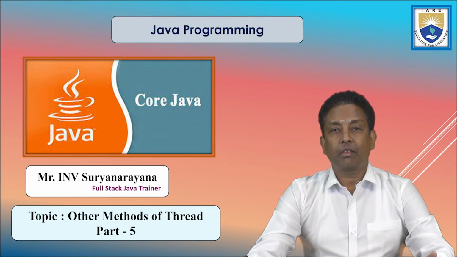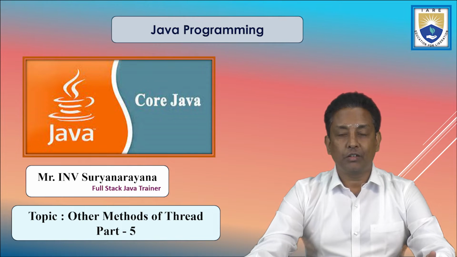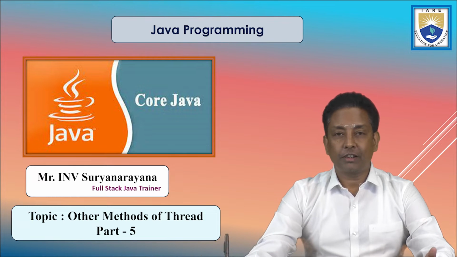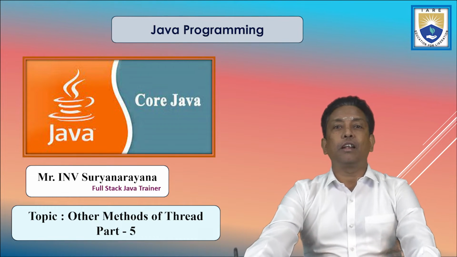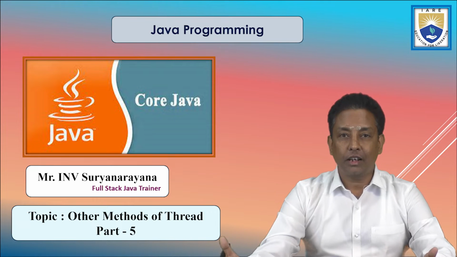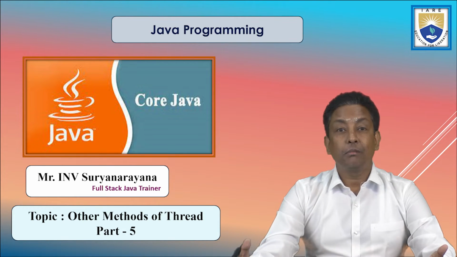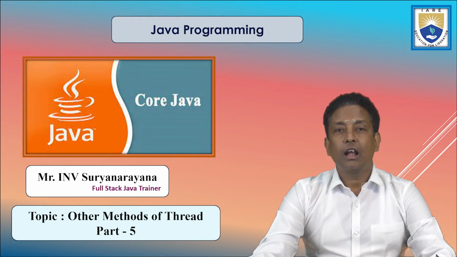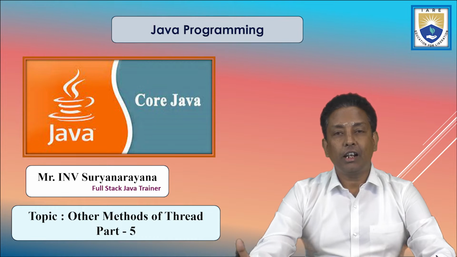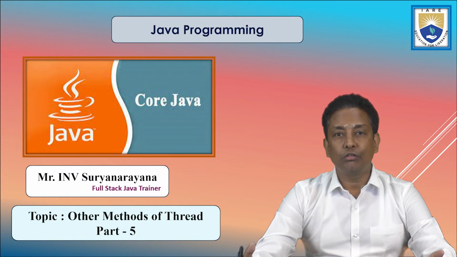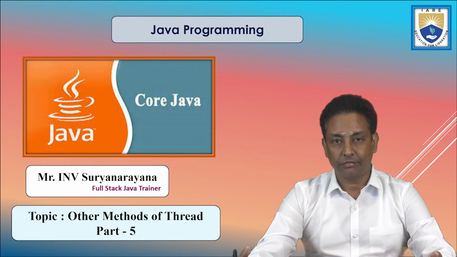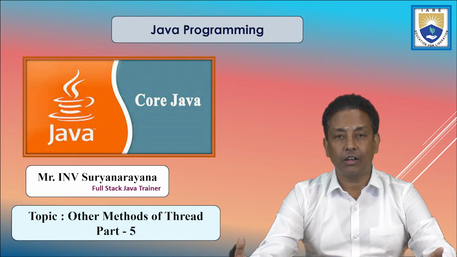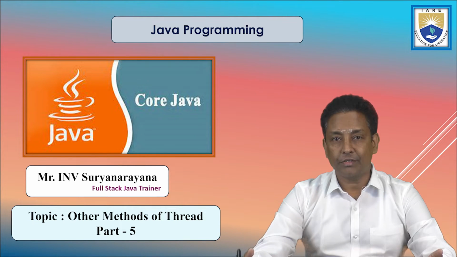So in the last threads videos, we have discussed several methods of threads and several ways of implementing threads: extending from thread, implementing from runnable, implementing using anonymous class. We implemented threads, and then later covered how to control the thread execution by using thread synchronization, using wait and notify methods. That example we have seen.